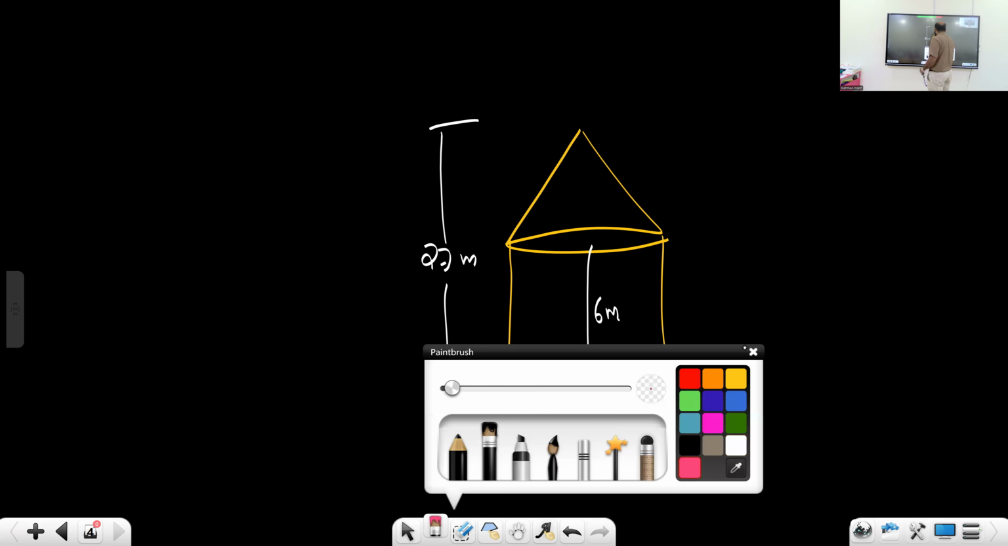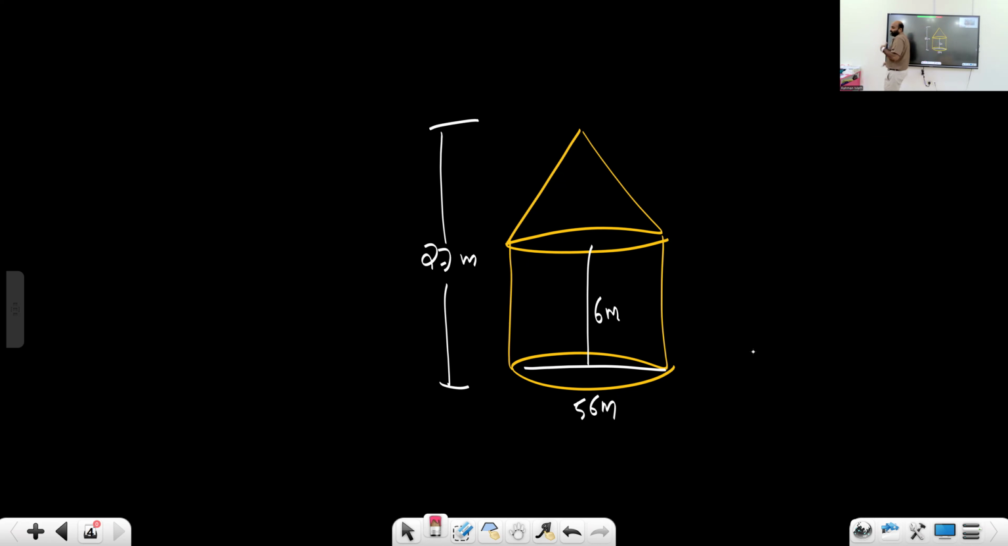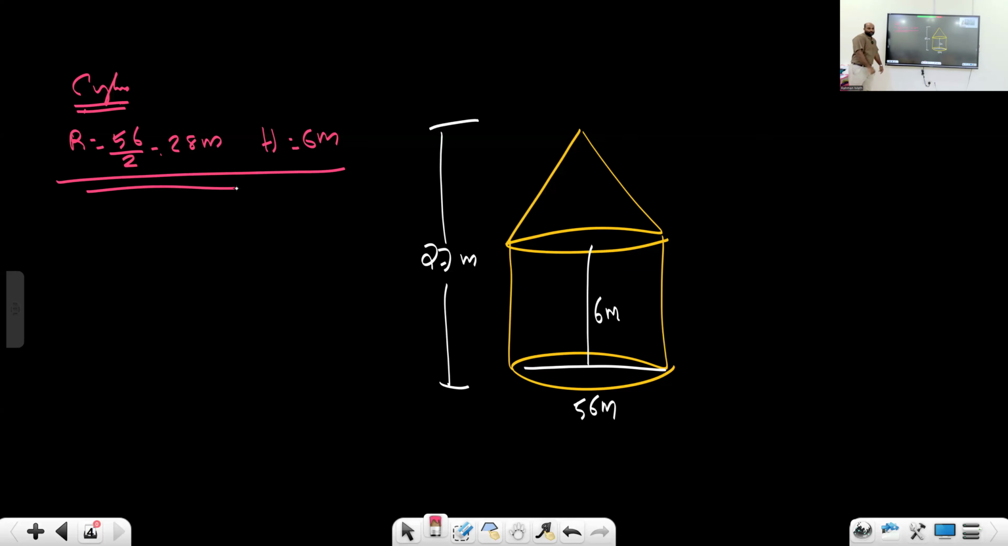First we can think about the cylinder. Everything we can find separately, after that we can combine, okay? Cylinder, I'm using capital letters. Radius is what? 56 by 2, 28 meter. Height is what? 6 meter. For the cylinder that much only, no need to bother about the remaining things. Cylinder has no slant height; slant height means there should be a slope.